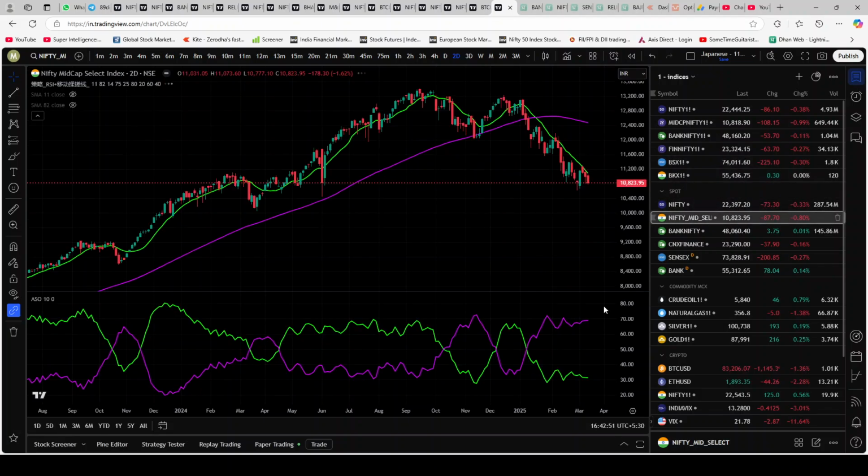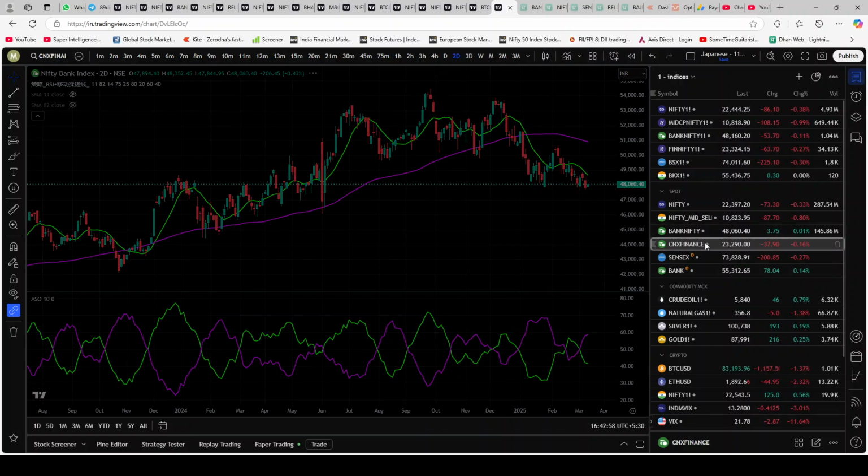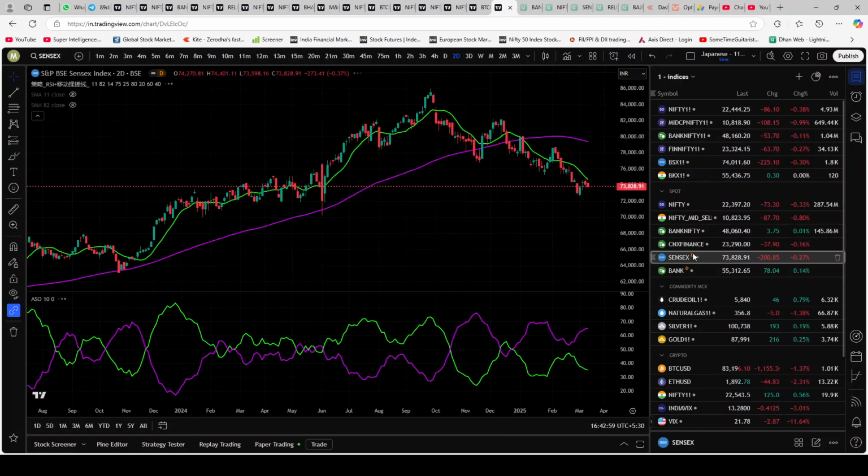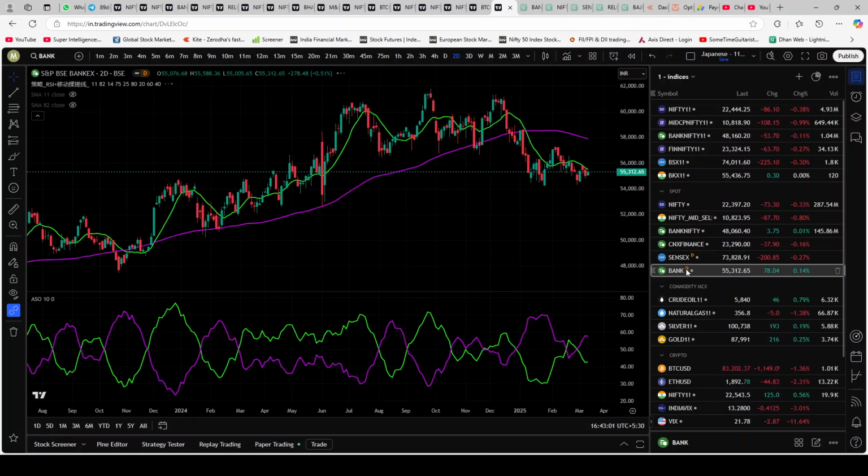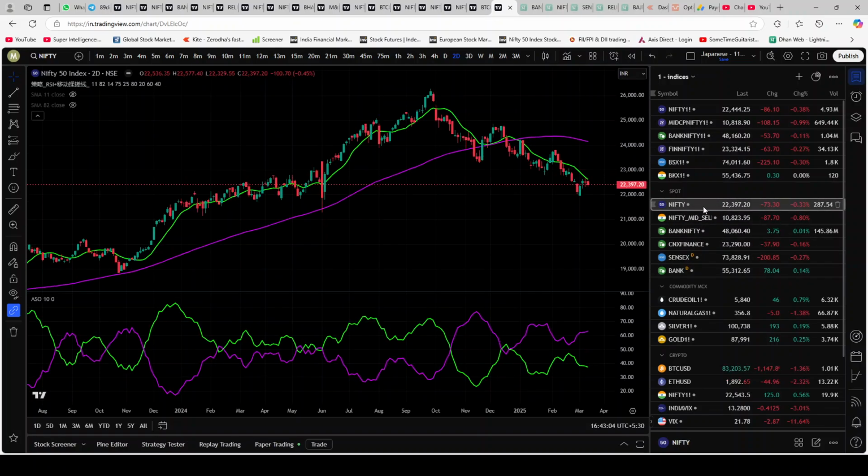So this is how our mid cap will look. This is how our bank nifty looks. This is how fin nifty looks. This is how Sensex looks, and this is how Bank looks. All right. And now let's go into individual stocks.